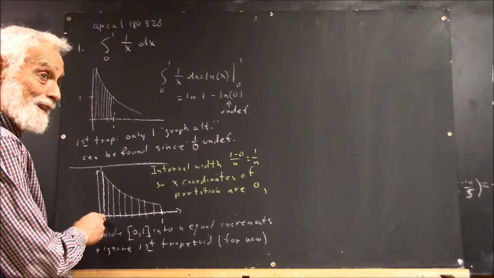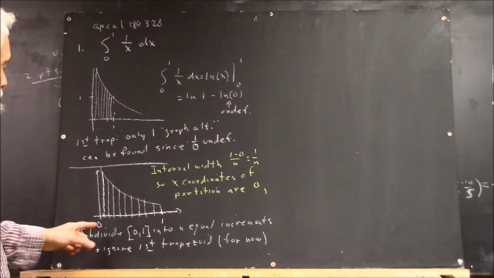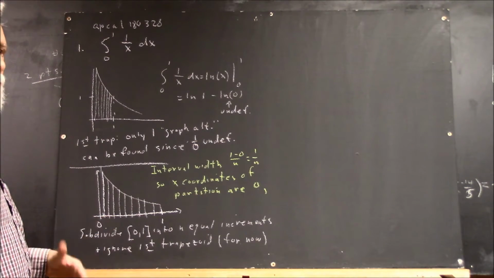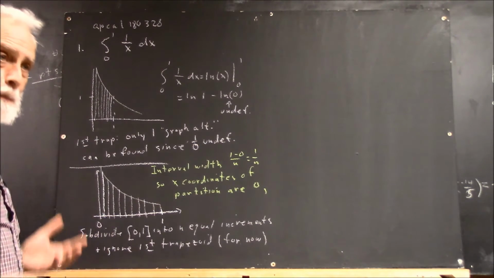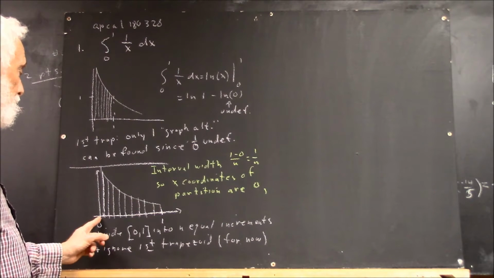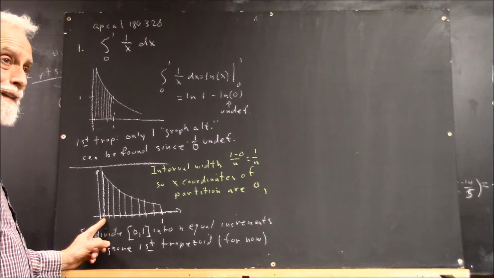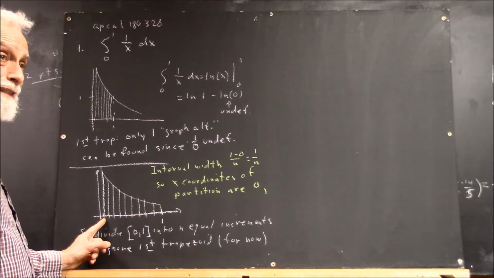X sub 1, would that be it? No, say the width of this thing is w. Then this point is 0. How far do you have to move to get to here? Okay, w. So what's the coordinate? It would be 1 over n.